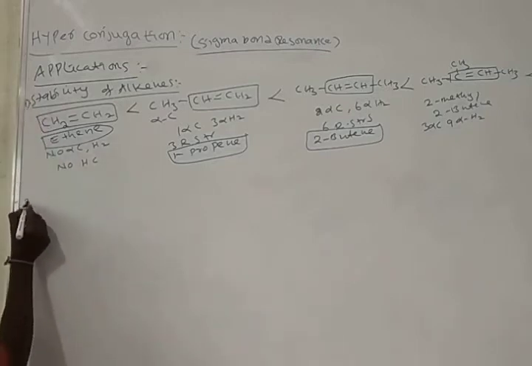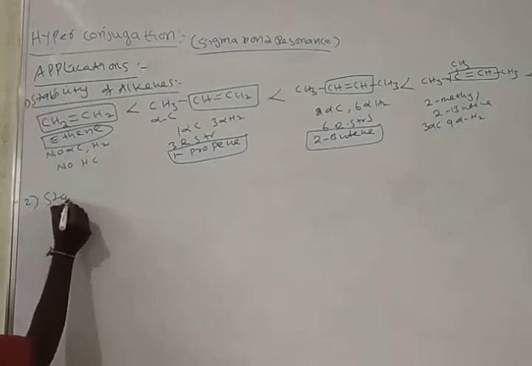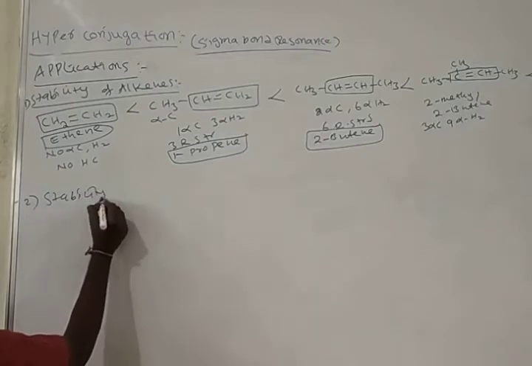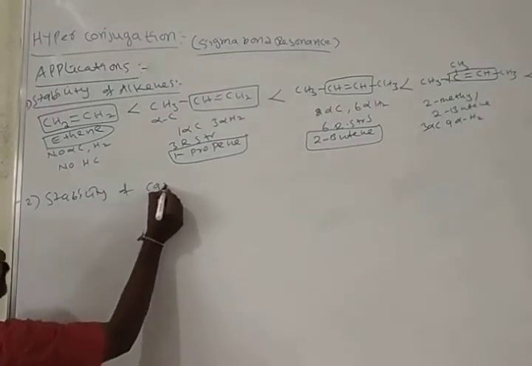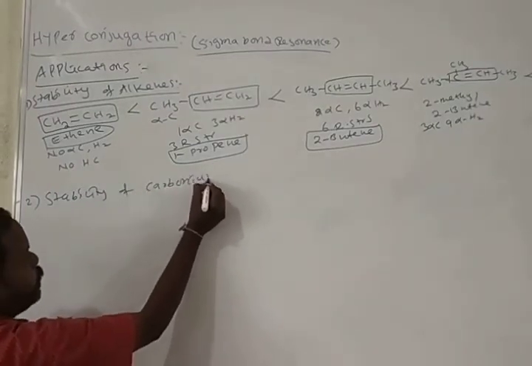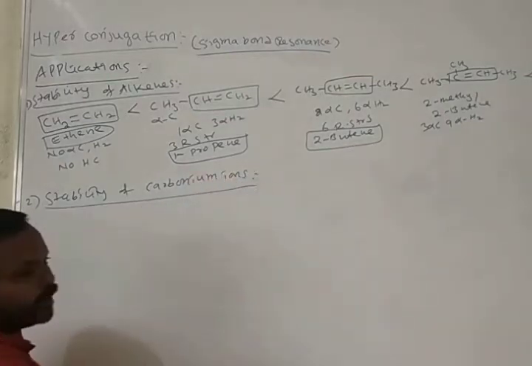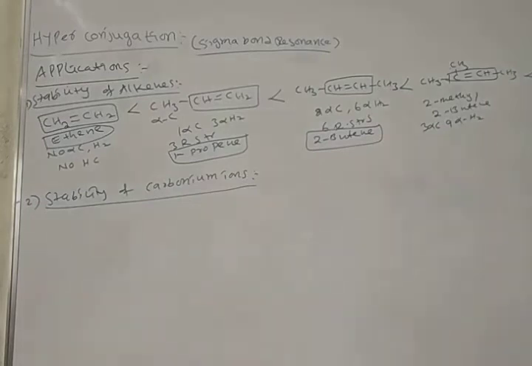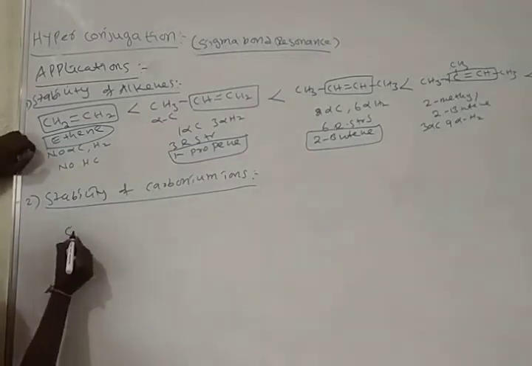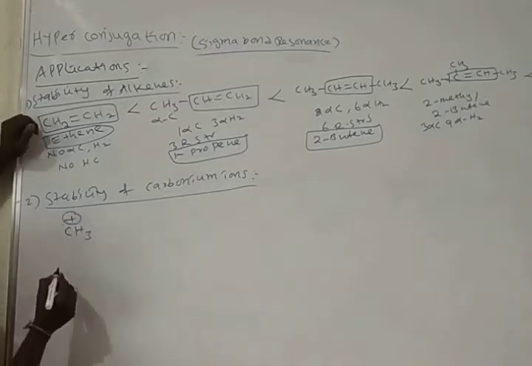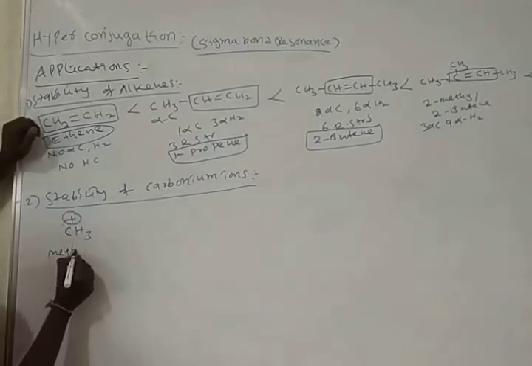Can you see one more important concept, stability of carbocations. What is a carbocation? The positively charged molecule. The carbon with a positive charge we call a carbocation. This is a carbocation. This is a methyl carbocation.